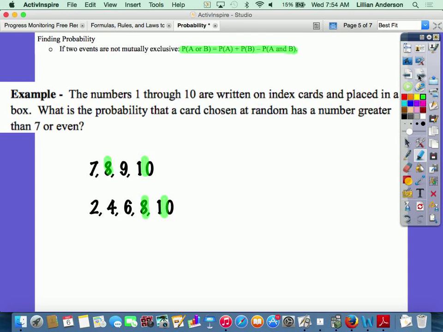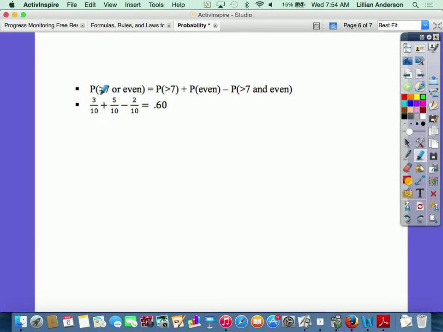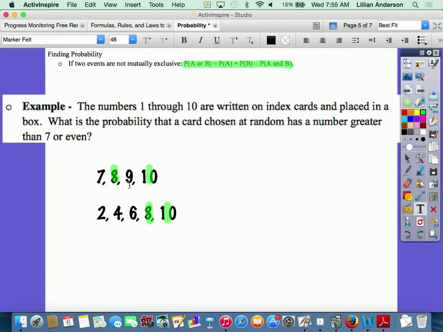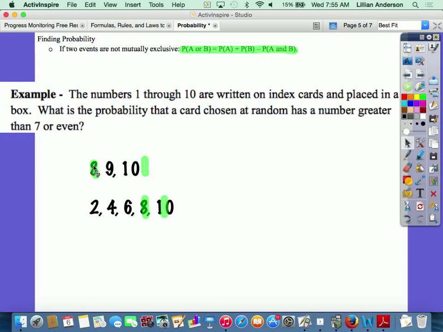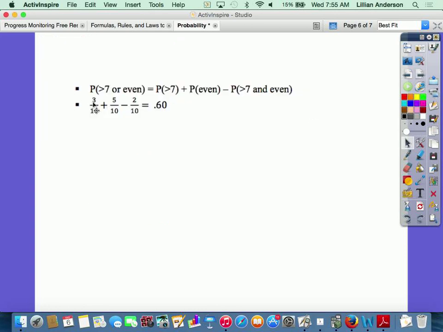So in this situation, the probability that it's going to be greater than 7 or even is the probability that the number is greater than 7 plus the probability that it's even minus the probability that it's greater than 7 and even. So basically what they share. I said greater than or equal to, so I'm going to go ahead and take out the 7 and make sure I read the problem next time. So here are the numbers that are greater than 7. That's where they got the 3 from.